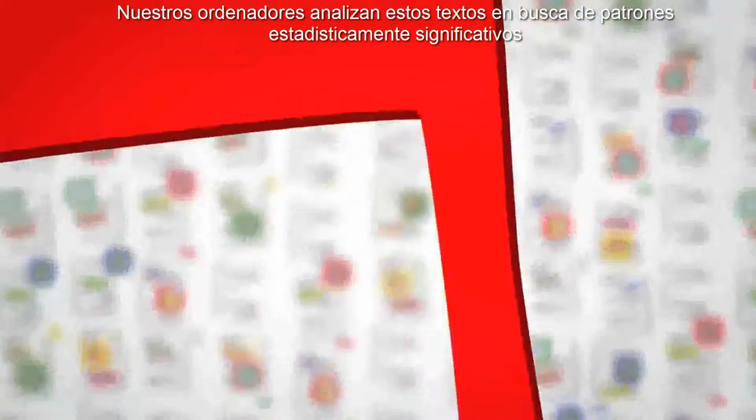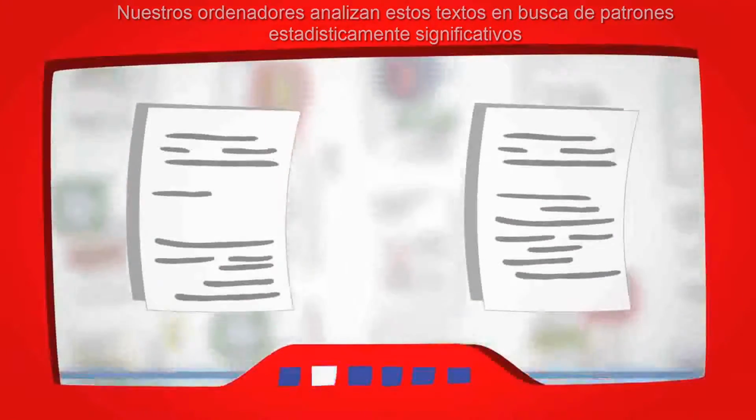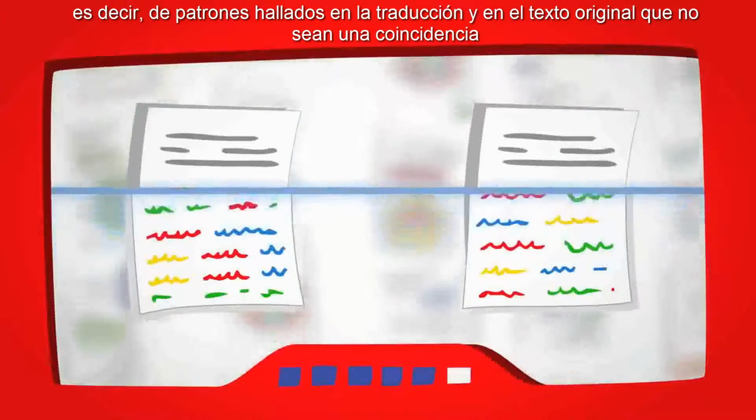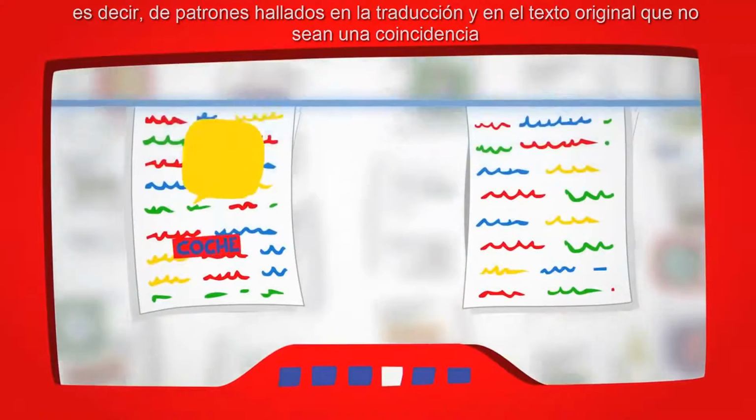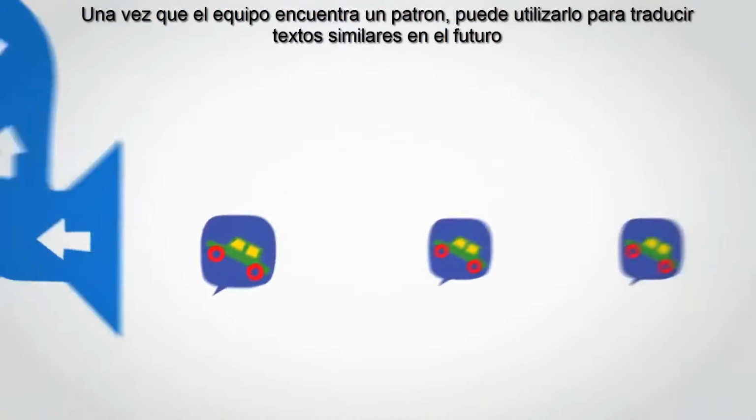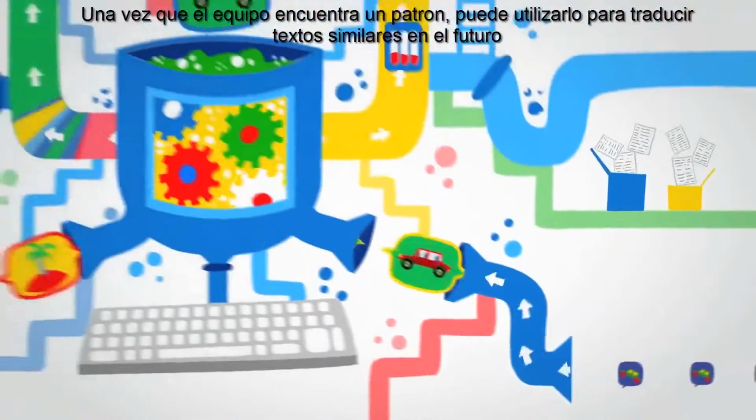Our computers scan these texts looking for statistically significant patterns. That is to say, patterns between the translation and the original text that are unlikely to occur by chance. Once the computer finds a pattern, it can use this pattern to translate similar text in the future.